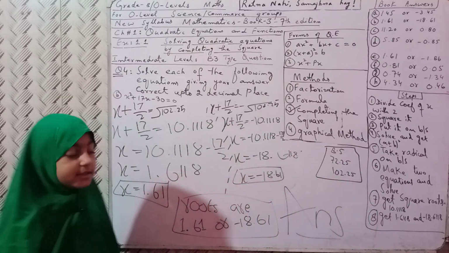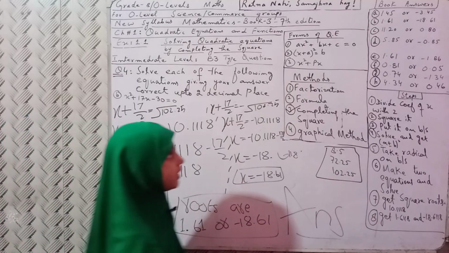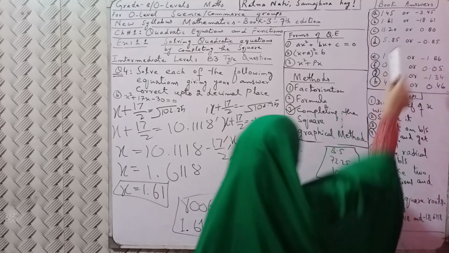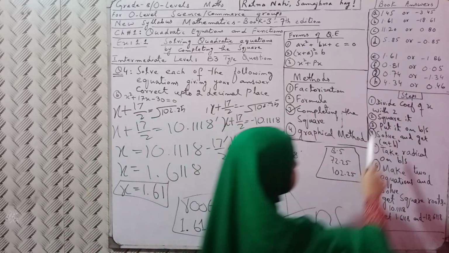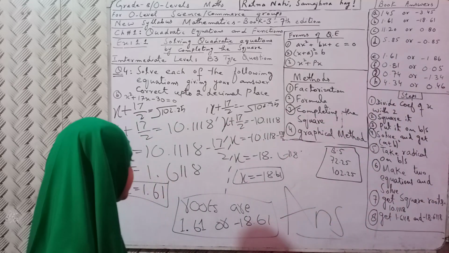So the book answers are written, you can check it. 1.61 and minus 18.61. It simply means this is correct.